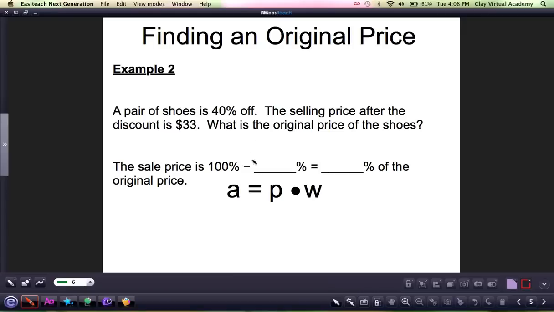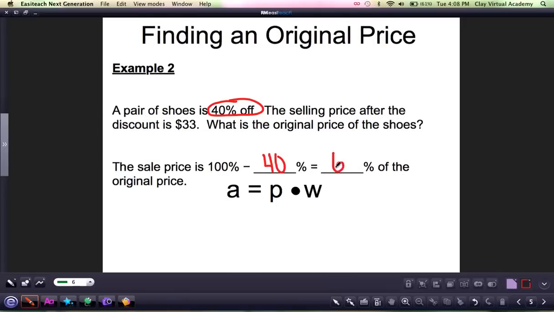So what we do in this case is we take that 100% and we subtract the sale percentage, which is 40%. So we take 100 and we subtract 40% and we're left over with 60%. So 60% is the original price of the pair of shoes. Okay, so that's our very first step.